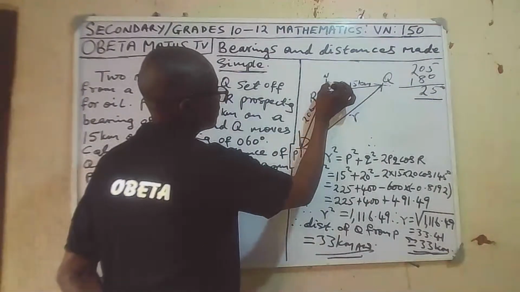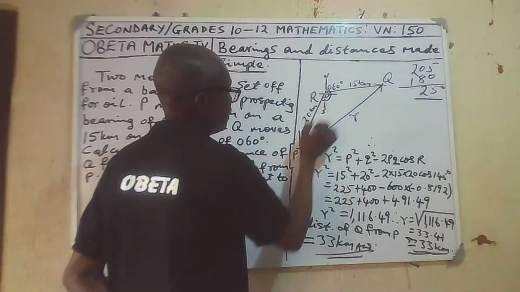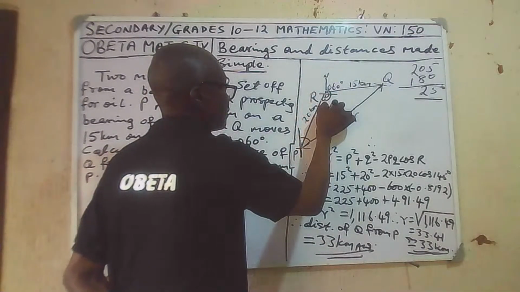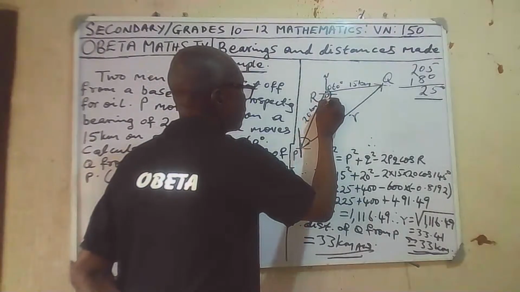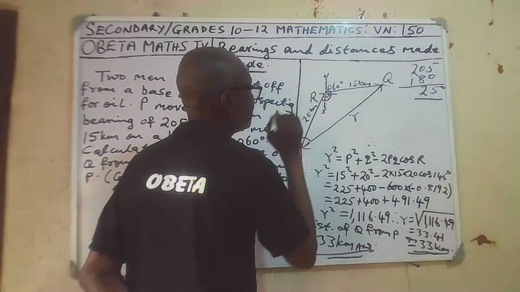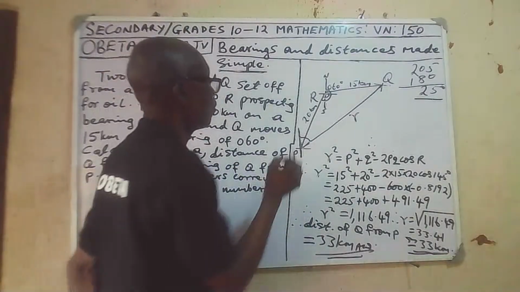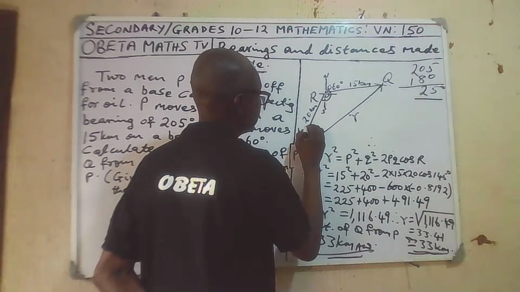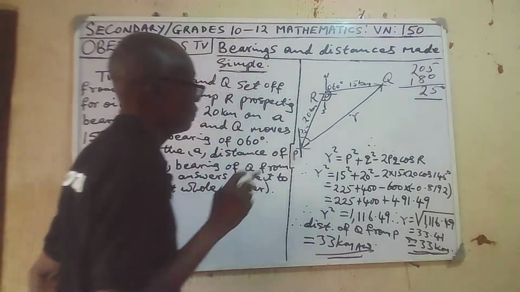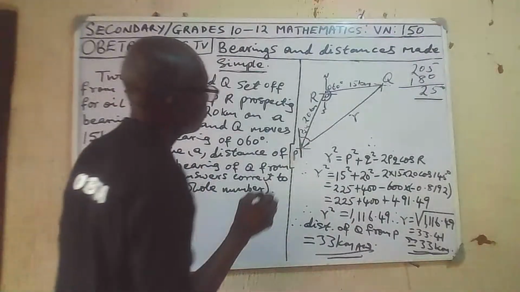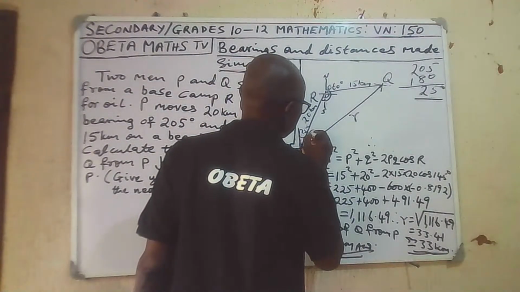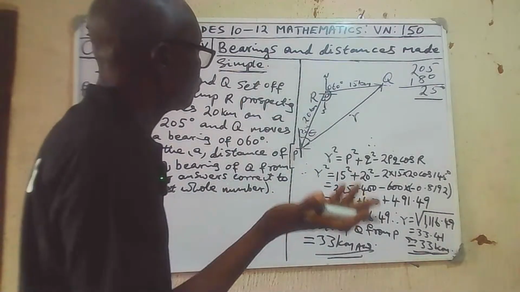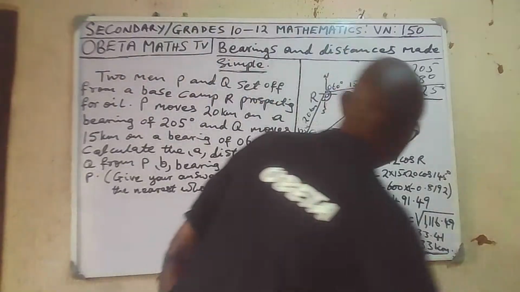But remember, this is alternate. This angle here is alternate to this. That means this line is parallel to this line, which means that this angle is alternate to this, and which means they must be equal. So if this is 25, this will also be 25 degrees. So take note of that because we are going to use it. Now, we don't know this angle, which we can call angle P, but we can find it. So let us go ahead and find it.